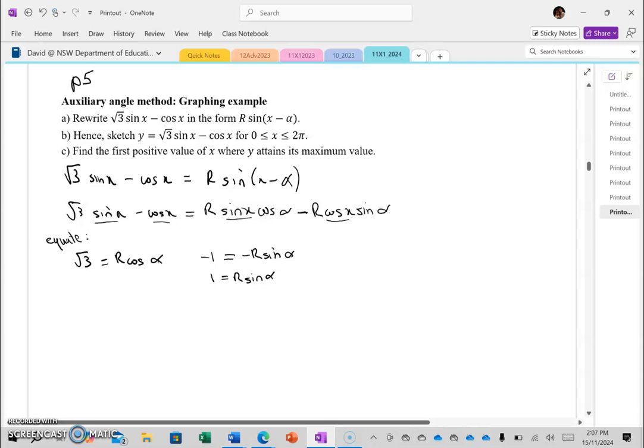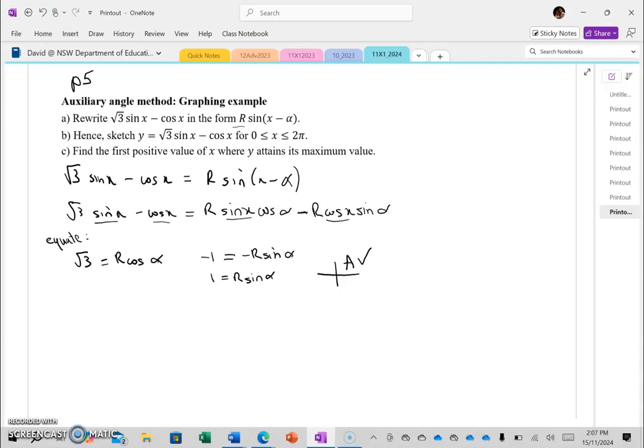This is the stage where I always consider what quadrant alpha, the auxiliary angle, should be in. Remembering that r is a positive number, representing the amplitude of the final wave, r is going to be positive. That means that cos is going to be positive, and also sine is going to be positive. So if sine and cos are positive, we must be in the first quadrant. So our auxiliary angle must be in the first quadrant.